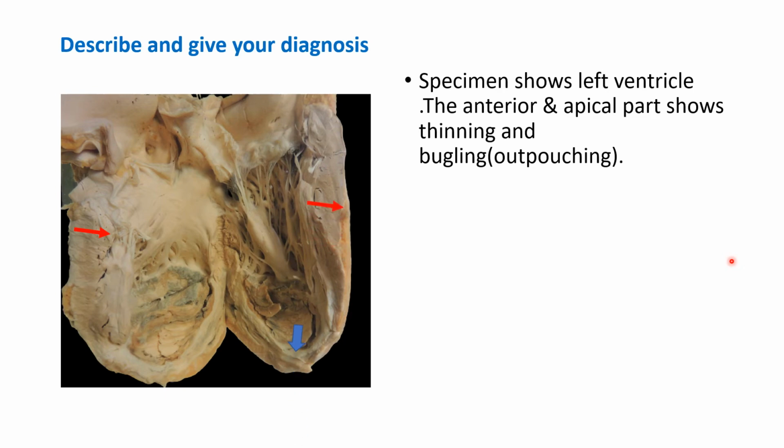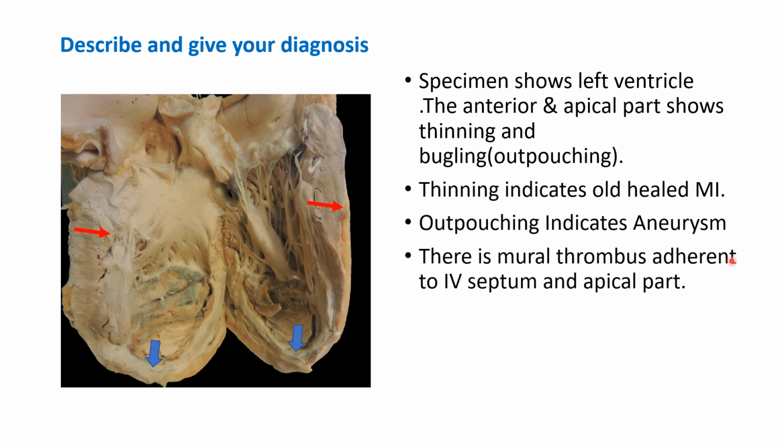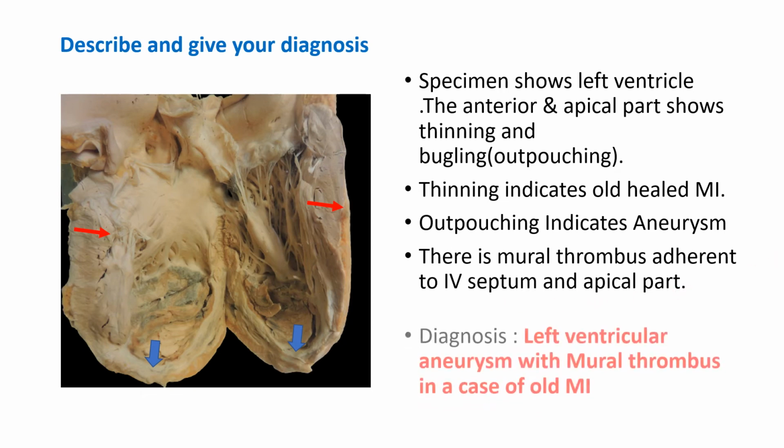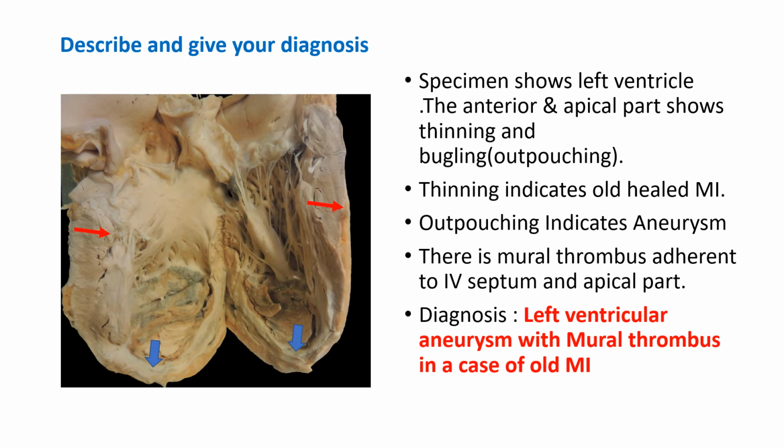So that is the healed infarct with outpouching of the wall of the heart, and here you can see again a thrombus which is partly organized because there are lines of Zahn. So, mural thrombus adherent to the interventricular septum and apical part. Diagnosis: left ventricular aneurysm with mural thrombus in a case of old myocardial infarction.